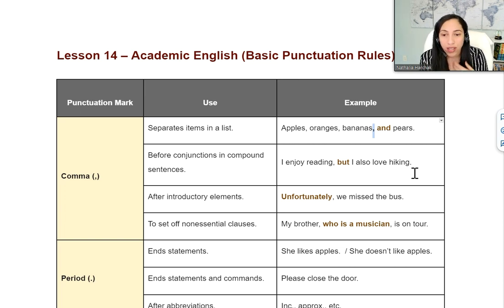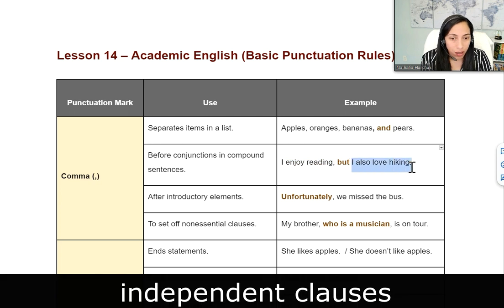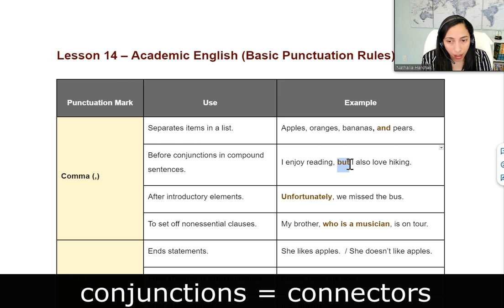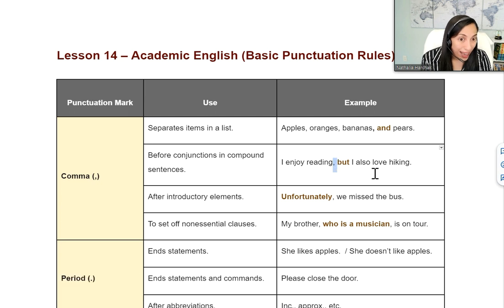Before conjunctions in compound sentences. Okay, so, well, we have two independent clauses here. So "I enjoy reading," if I read this, you totally understand my point. And "I also love hiking." These are two independent clauses. And when we have conjunctions, you can also call them connectors. Normally, we have a comma before the connector.